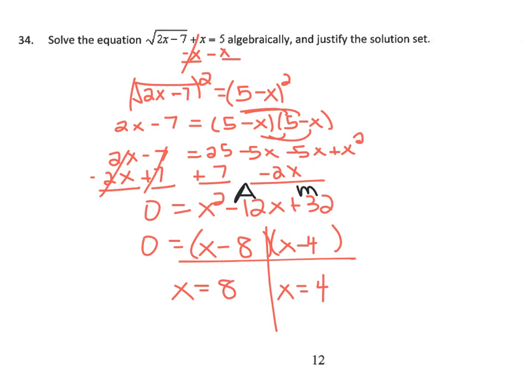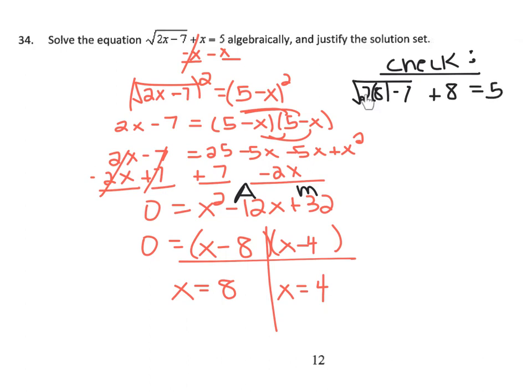Okay, so let me check off to the side here. Check number 1. Let me first check this x equals 8. So I'm going to take 8 and substitute it back into the original equation wherever I see an x. So I'll have the square root of 2 times 8 minus 7. And then we'll have plus, in place of the next x, I'm going to put an 8, and we'll see if that equals 5.